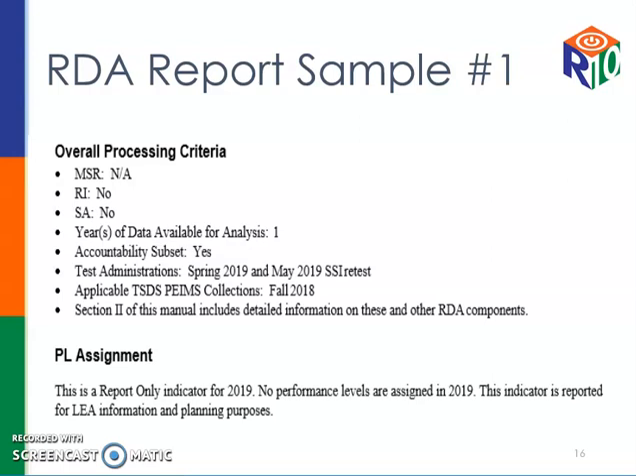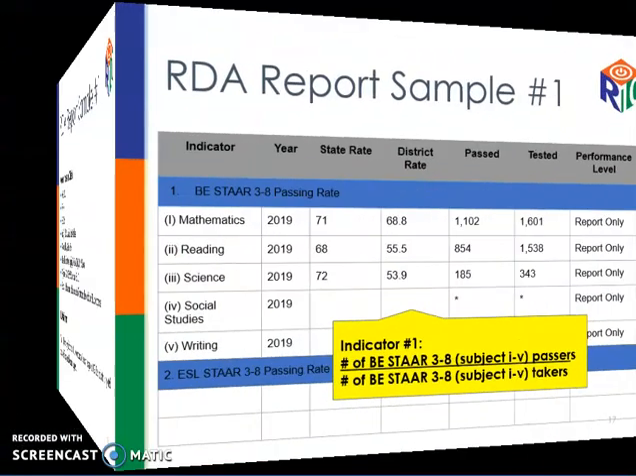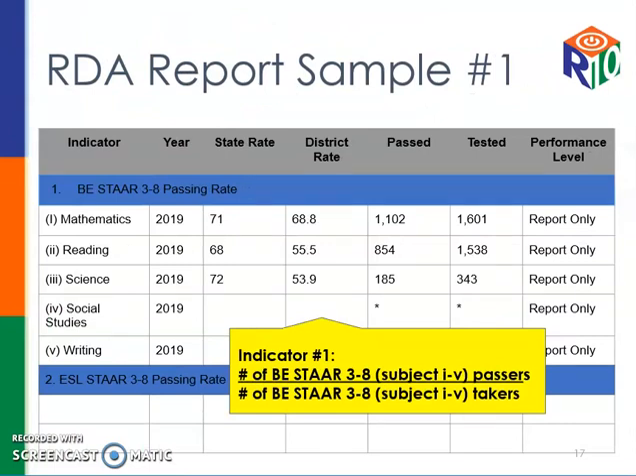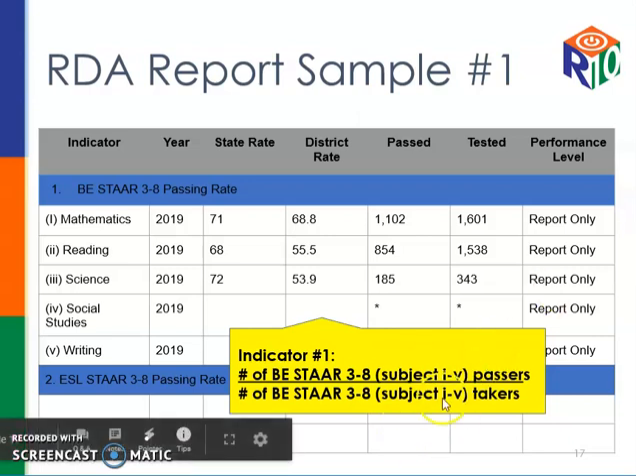As you can see, there is no PL assignment. The PL assignment would include the cut points, but again, this is actually a report-only indicator, so that information is not provided. So here's an example of this indicator, which is actually a report only, as I previously mentioned. And as you can see, this is for the bilingual ESL program.